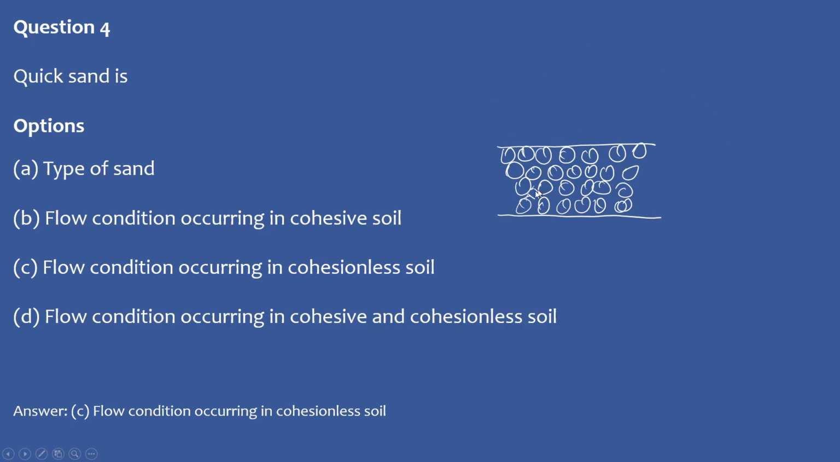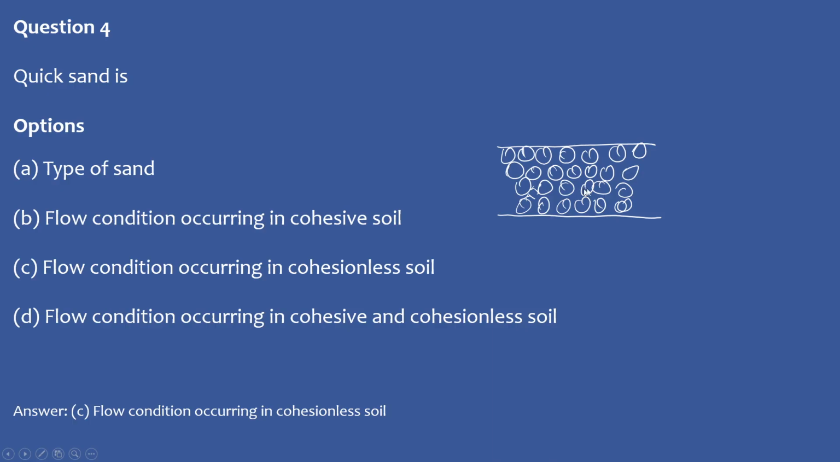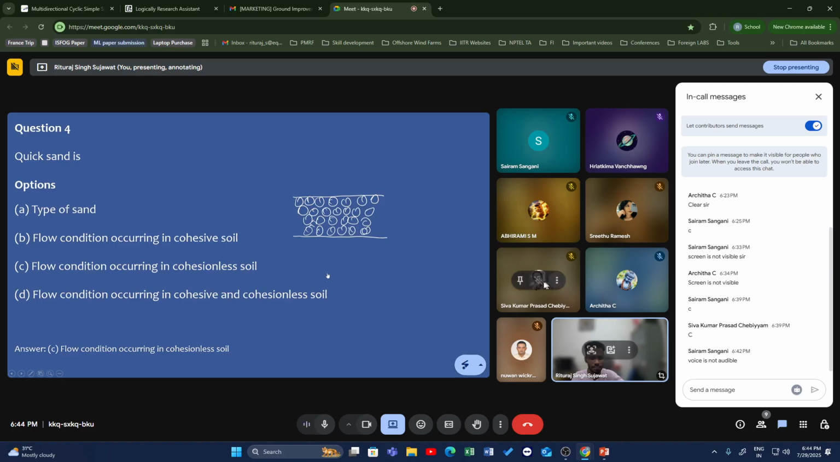In that case your flow condition becomes the quicksand condition, and this type of phenomenon happens in cohesionless soil. So that is a quicksand condition, in which the water basically comes out of the soil matrix, because the soil particles are not capable of resisting the load coming from the superstructure, or whatever overburden is available above. So that is the part.